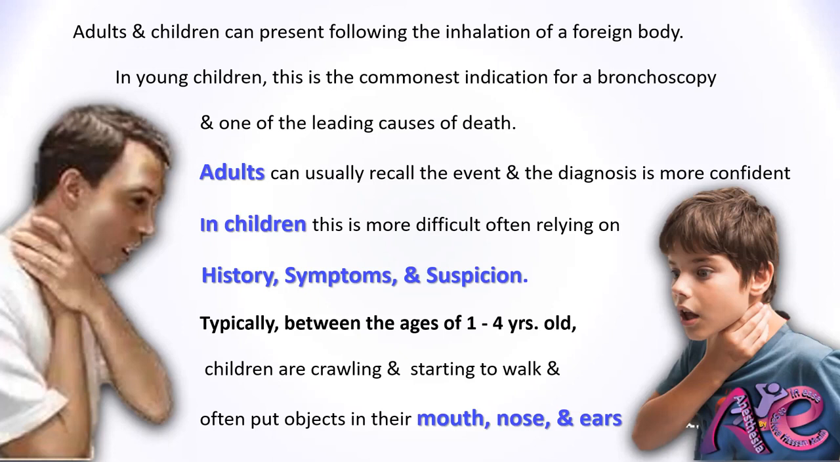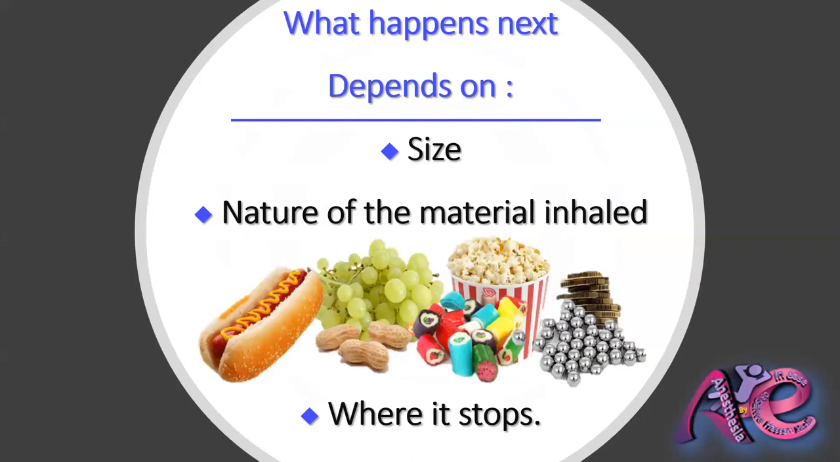Typically between the ages of 1 to 4 years, children are crawling and starting to walk and often put objects in their mouth, nose, and ear. What happens next after inhalation of a foreign body depends on the size, the nature of the material inhaled, and where it stops.